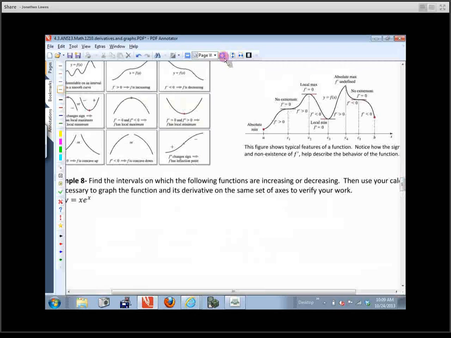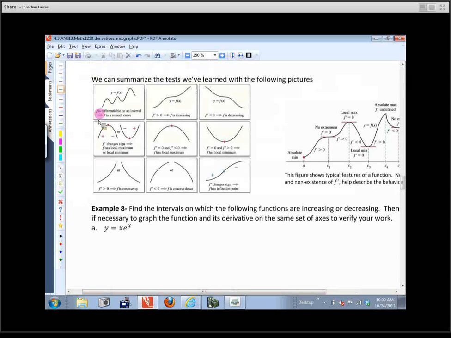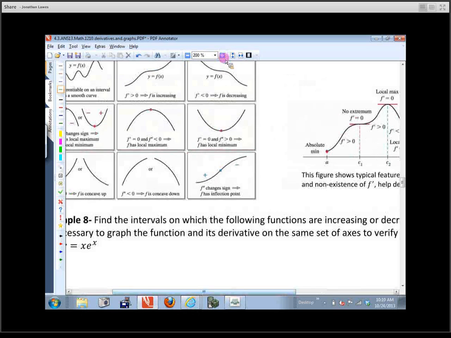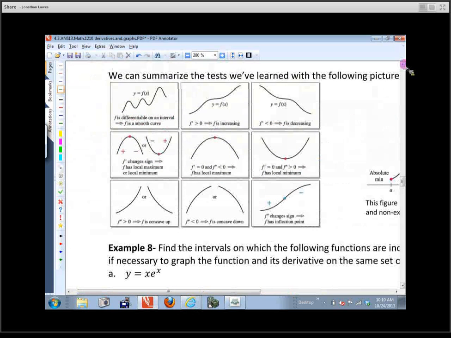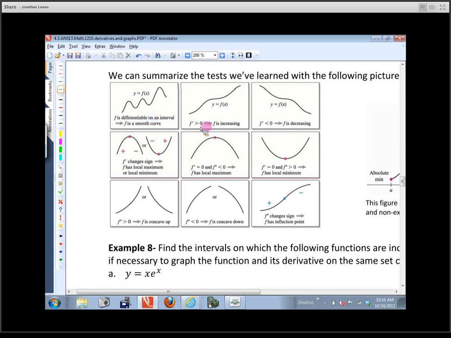So this next page, there's kind of a summary of the ideas that we've gone over. This first little picture just says, if f is differentiable on an interval, then we get a nice smooth curve. So if it's differentiable, it's got a derivative everywhere. We've got a nice smooth connected curve. If the derivative is positive, the function's increasing. If the derivative is negative, the function's decreasing. If the derivative changes sign, then we've got either a max or we've got a min. So if it goes from being positive to negative or negative to positive, we've got an extreme value there.